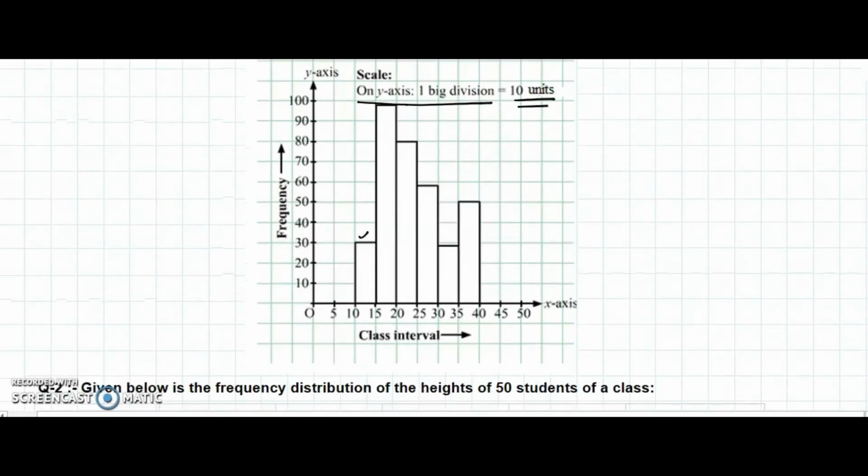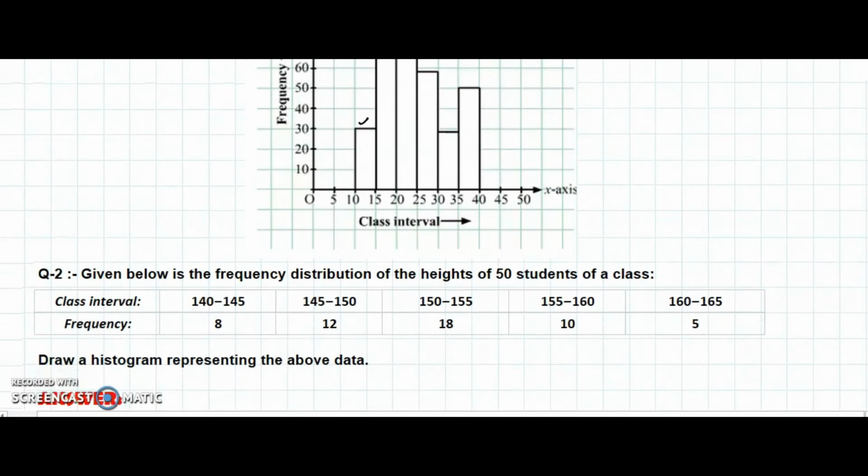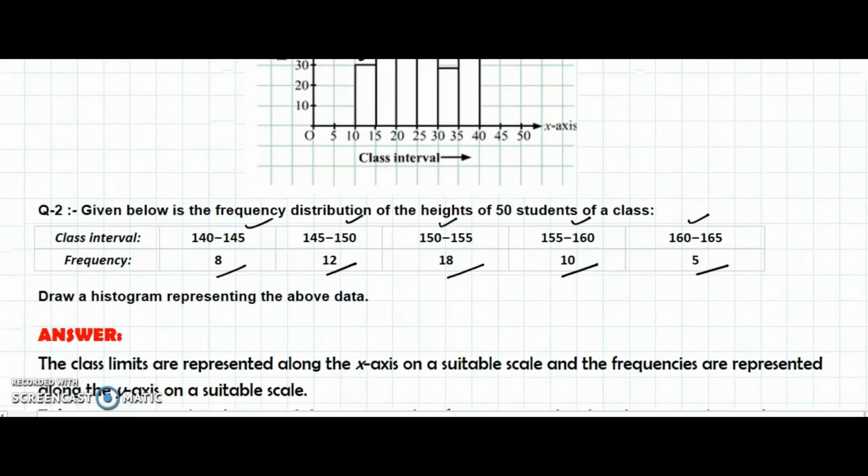Let us take one different kind of example in which you are going to understand one more thing. Given below is a frequency distribution table of 50 students, with class intervals 140 to 145, 145 to 150, 150 to 155, 155 to 160, and 160 to 165. The frequencies are 8, 12, 18, 10 and 5. We have to draw a histogram using the above data.